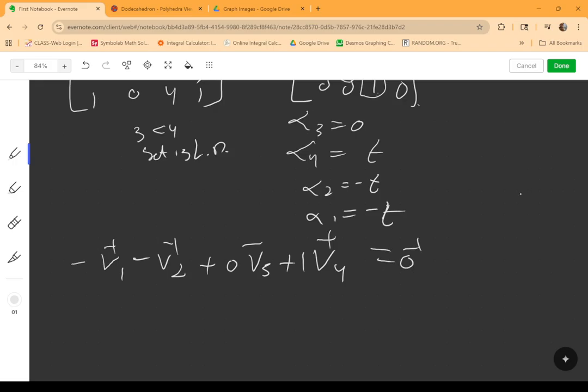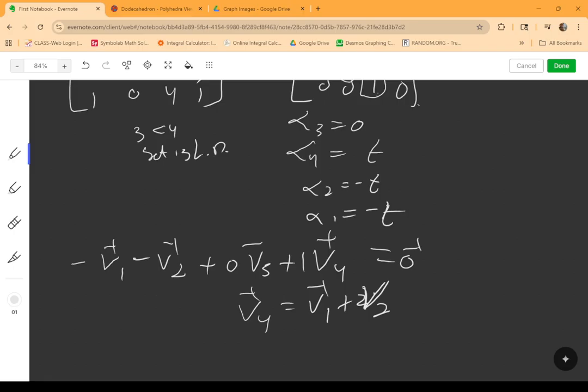So now we can see the existence of a non-trivial solution. That confirms what we thought, that it was a linearly dependent set. And more importantly, if we rearrange this, we have that v4 is equal to v1 plus v2.